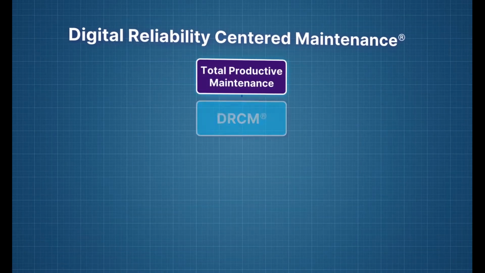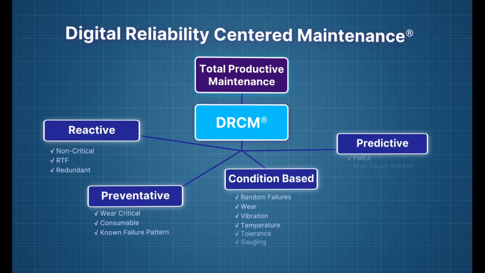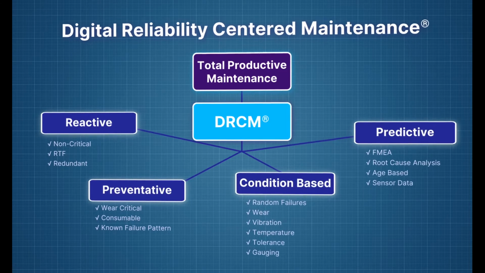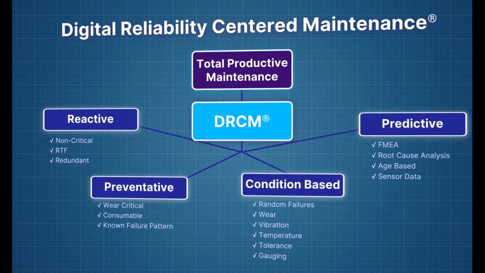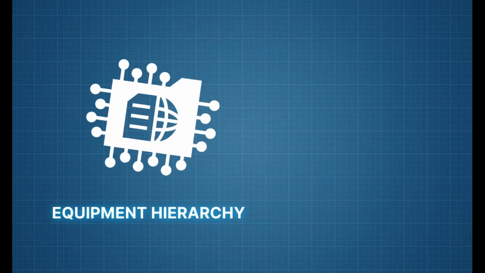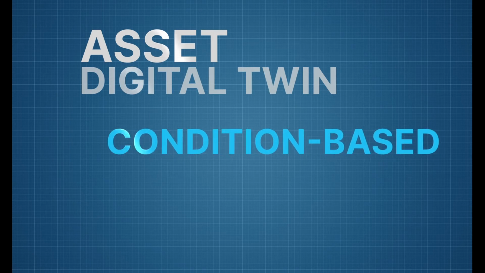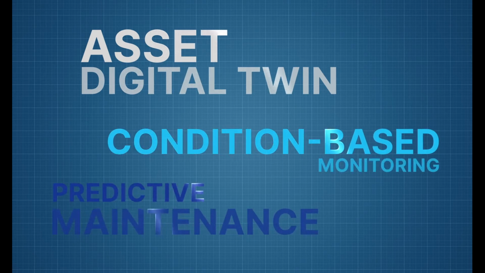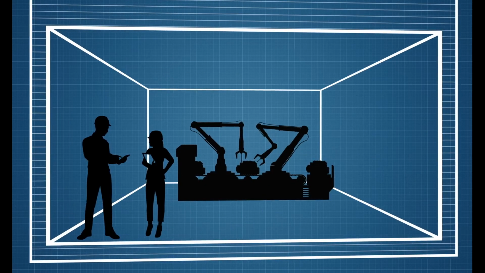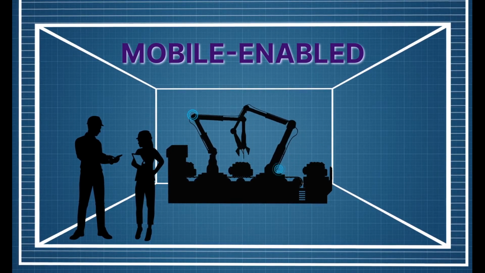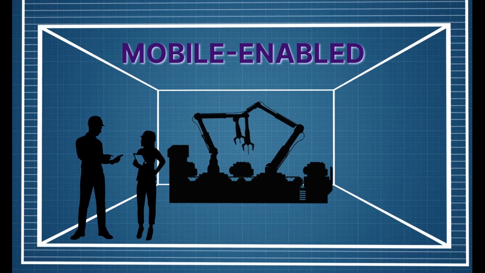Our expertise in accelerators in risk and criticality, as well as failure modes and effects analysis, will help drive a lean maintenance strategy across any manufacturing enterprise. Expertise in equipment hierarchy, coupled with our robust CBM template, will set the stage for asset digital twin, condition-based monitoring, and predictive maintenance. Using the mobile-enabled DRCM solution will deliver increased worker efficiency and data accuracy.